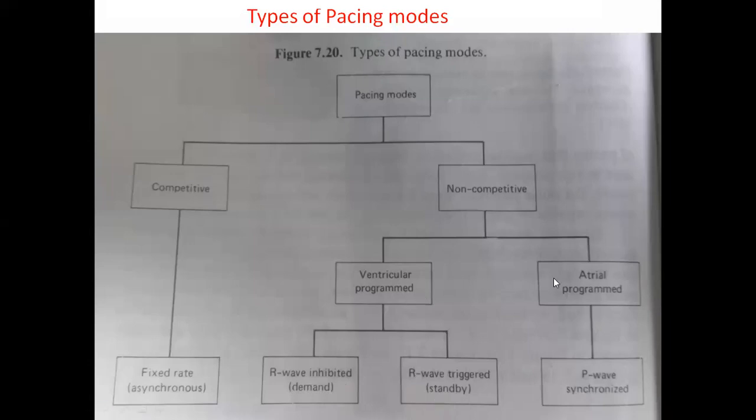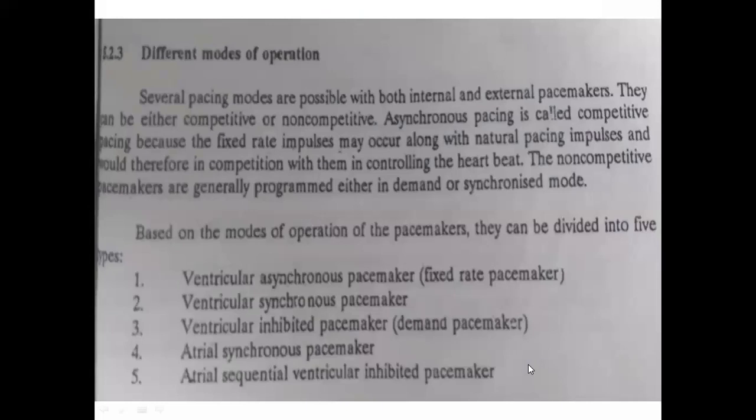And coming to atrial programmed, it is P wave synchronized. So with this pulse, the type of pacemaker is the P wave synchronous pacemaker, or atrial synchronous pacemaker. With this we have nearly 5 types of pacemakers.